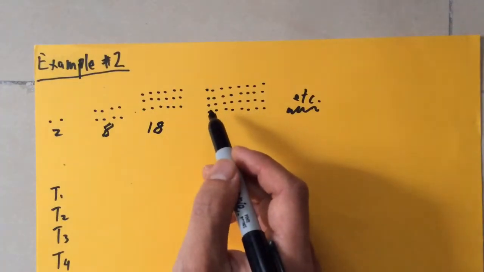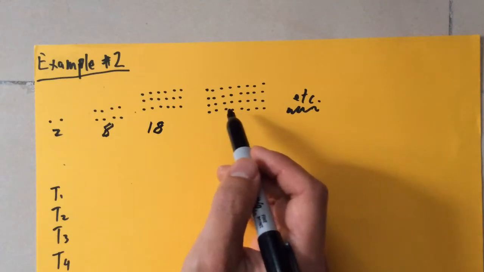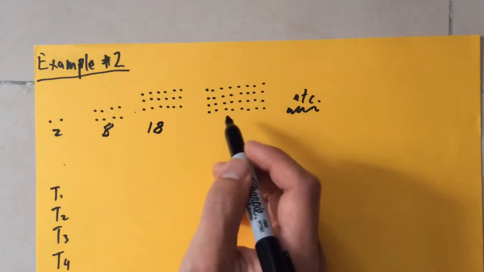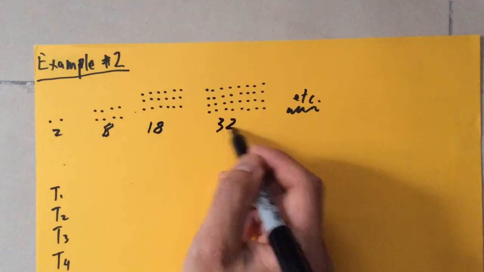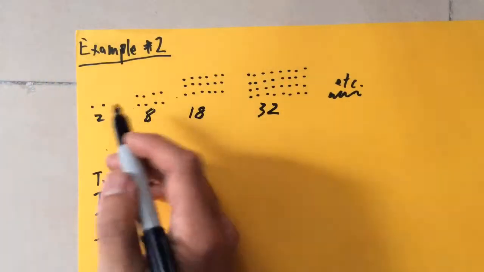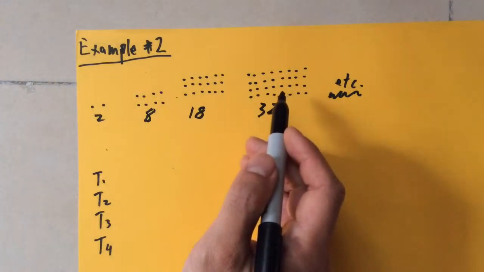Okay, and here we have 1, 2, 3, 4. 1, 2, 3, 4, 5, 6, 7, 8. 4 times 8, 32 dots. Okay. Now, how can we find a pattern from this?